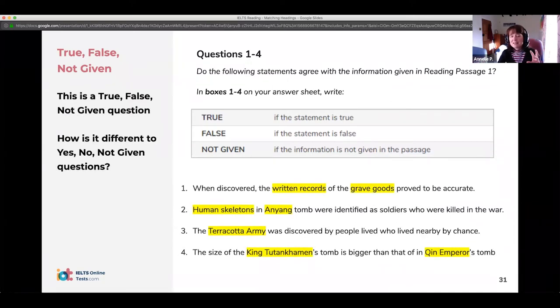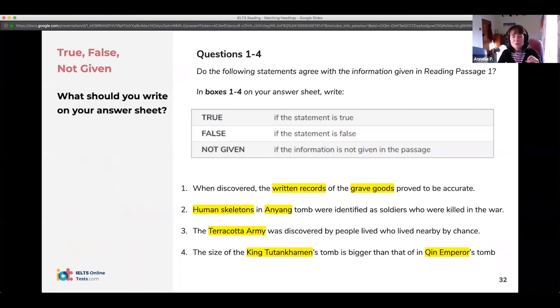And there's also the yes, no, not given questions. So what's the difference in terms of the type of passage between true, false, not given and yes, no, not given? In terms of the style of the passage? Okay, very good. So true, false, not given is a factual passage. And then the yes, no, not given is the opinion of the writer. So you've got to remember, is it agreeing or disagreeing with the opinion of the writer, not necessarily what anybody else thinks that is mentioned in that passage. Okay, all right, very good.